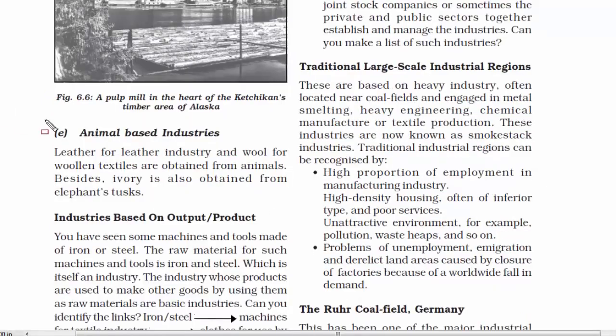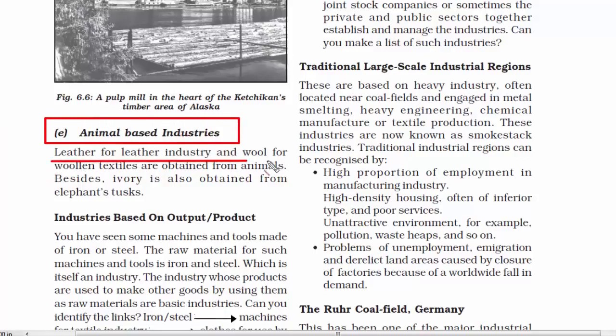And the fifth one is animal-based industries. Leather for the leather industry and wool for woolen textiles are obtained from animals. There isn't much to understand about this. Animals are the raw materials for some of humans' unnecessary wants.